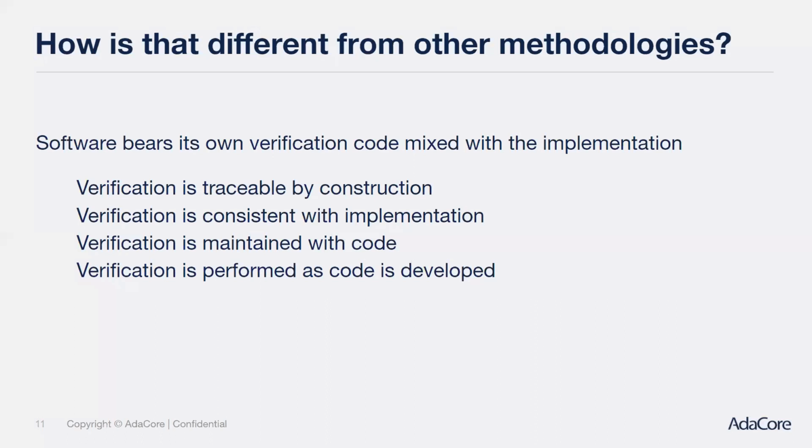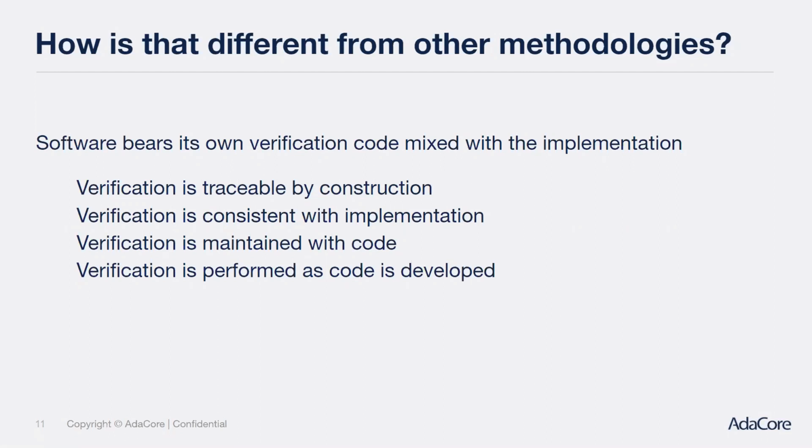So as a consequence, you know that it refers to the right thing, right? You're not in a situation where you might have a Word document that refers to items that actually are misspelled or may not exist anymore in this form in the code. Which leads me to the next point, which is maintenance. As the code evolves, you're going to very organically make its verification evolve at the same pace and in the same place.